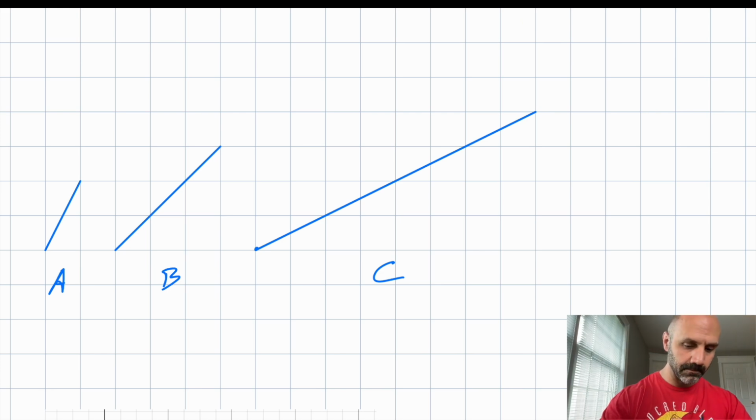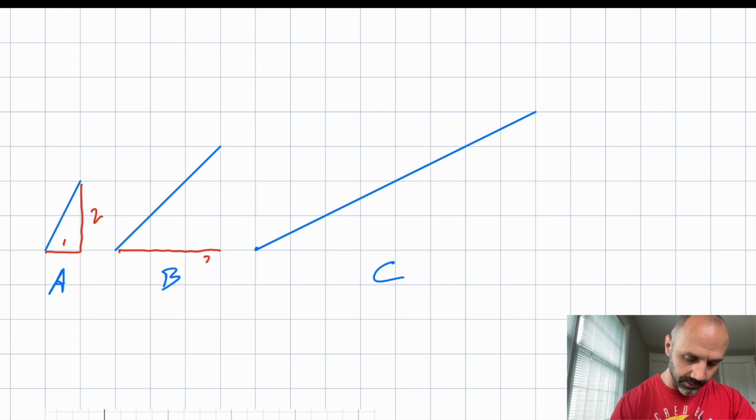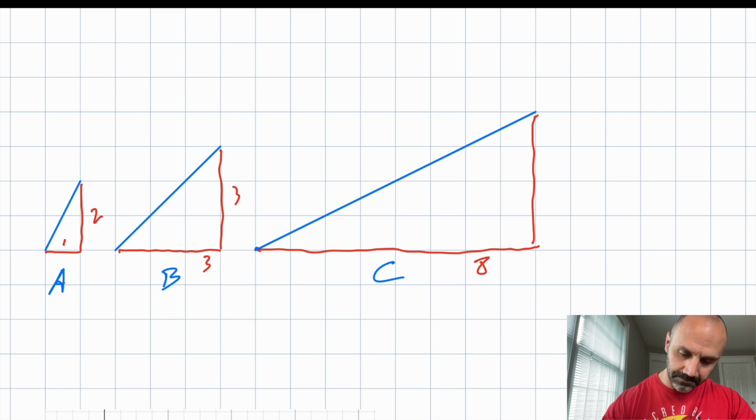So what do we have to go on? If we look at line A, for example, horizontally it goes 1 unit, and it goes up 2. Just from looking, which line is the steepest? A is the steepest. B and C are taller, but we're not asking how tall they are. We just want to know which one is the steepest. All we have to go on are the horizontal and vertical dimensions. A goes over 1, up 2. B goes over 3 and up 3. And C goes over, I think this is 8, and up 4.